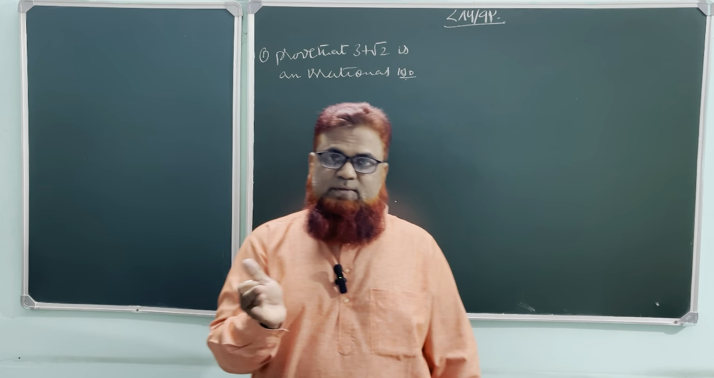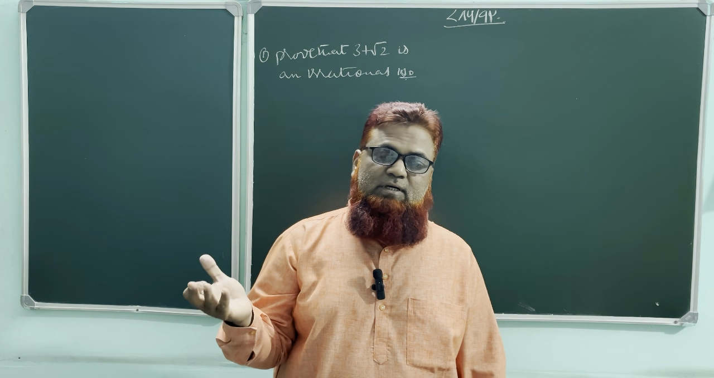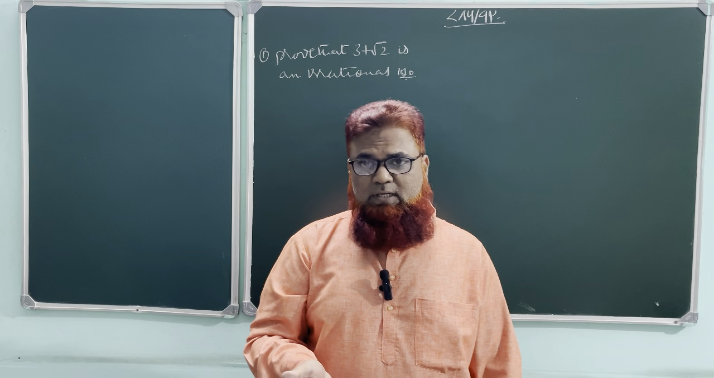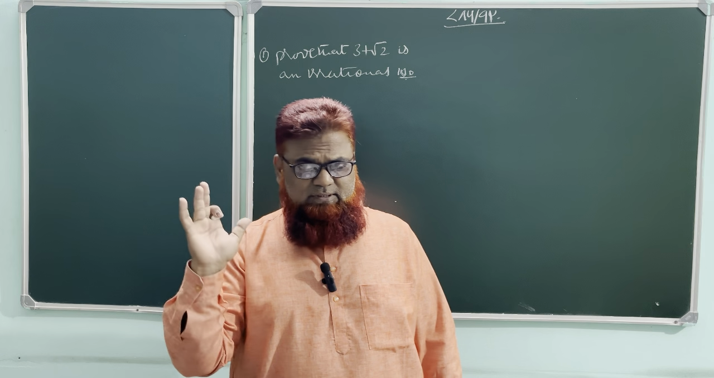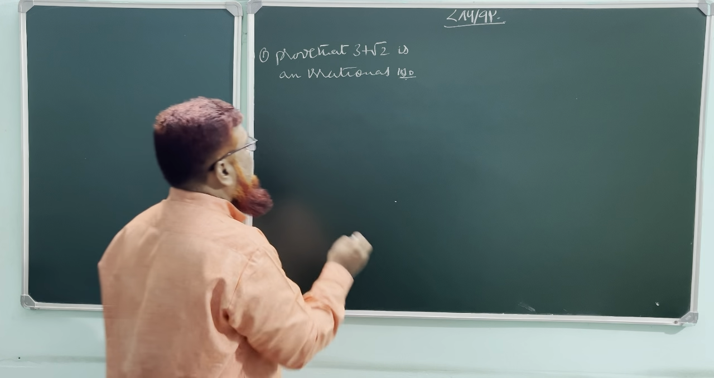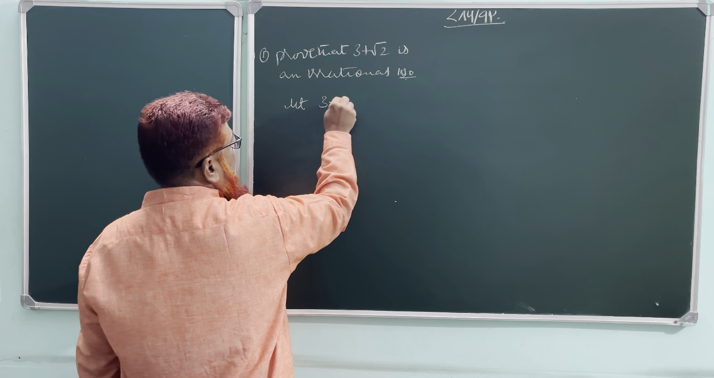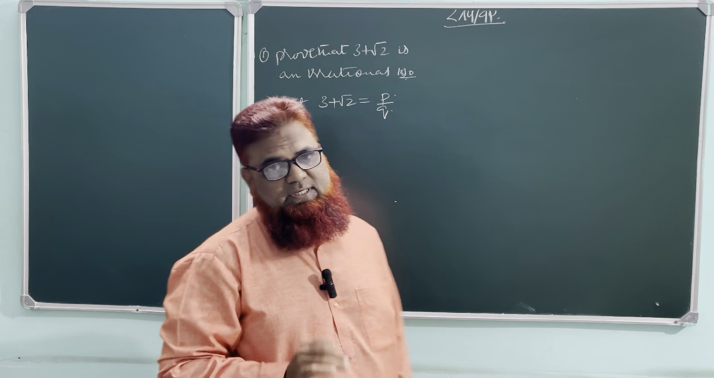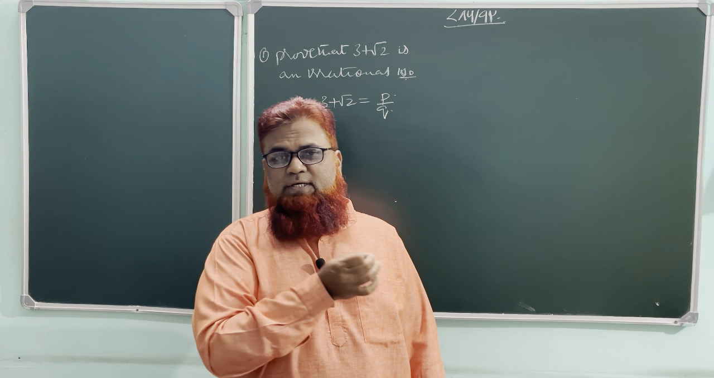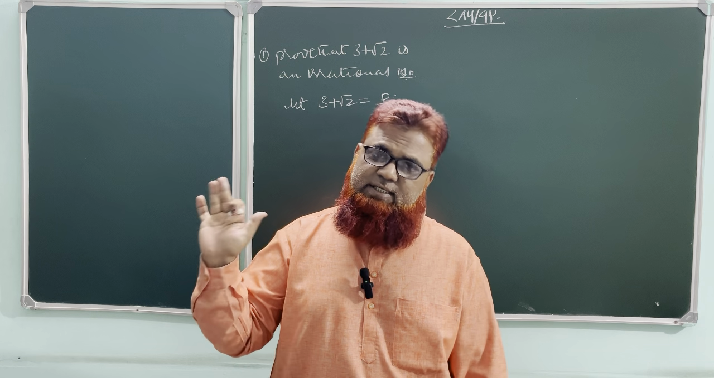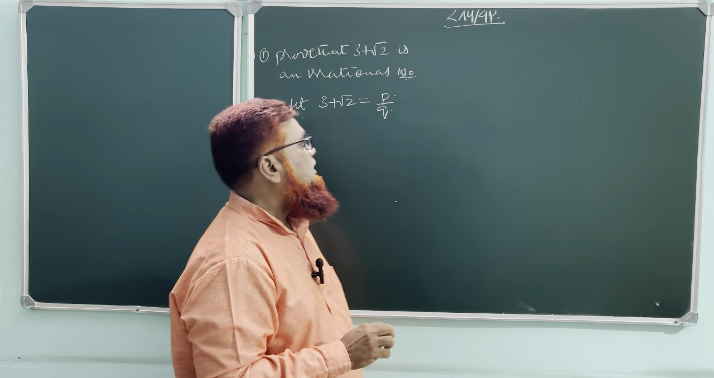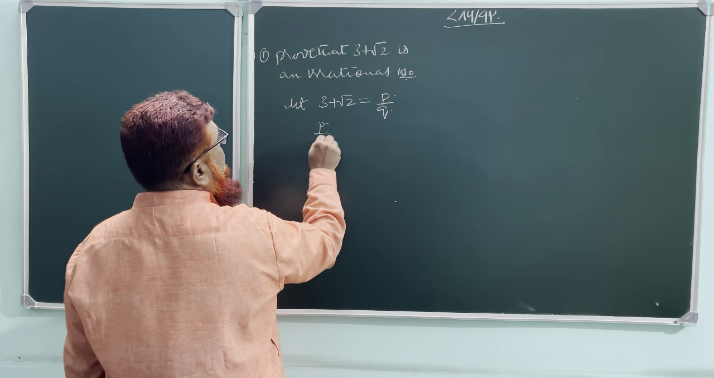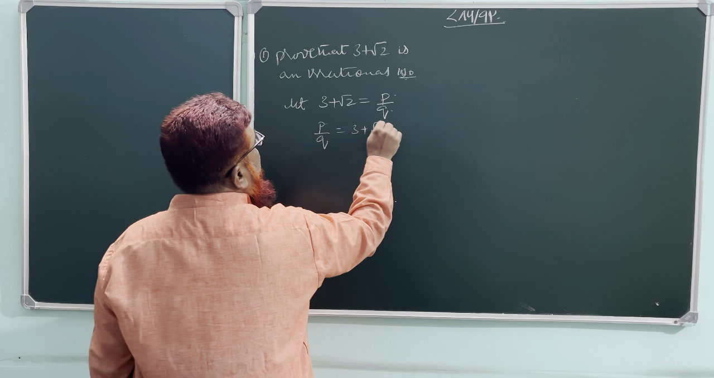Any number which can be expressed in the form p by q is called a rational number. The number which cannot be expressed in the form p by q is referred to as an irrational number. So let us assume that 3 plus root 2 is equal to p by q. It is our assumption. In order to prove that this is an irrational number, first we have to assume that it is a rational number. So 3 plus root 2 is equal to p by q, or p by q is equal to 3 plus root 2.